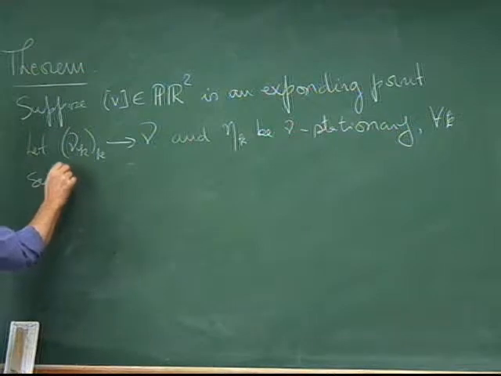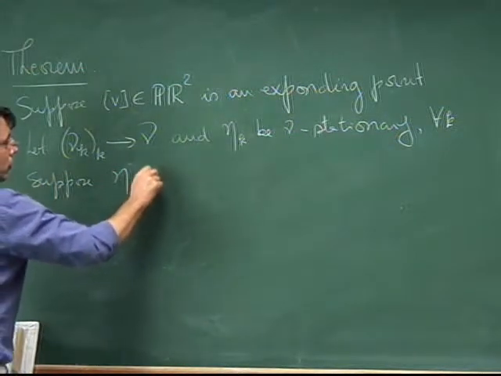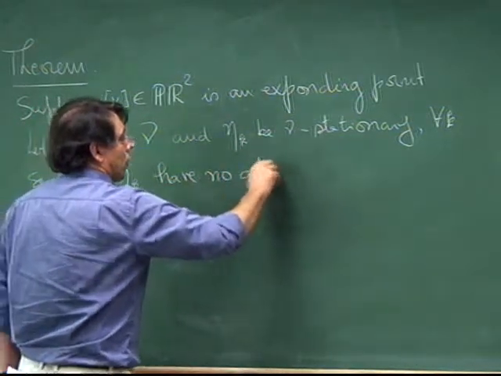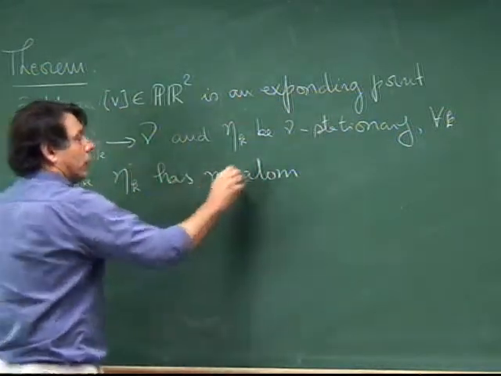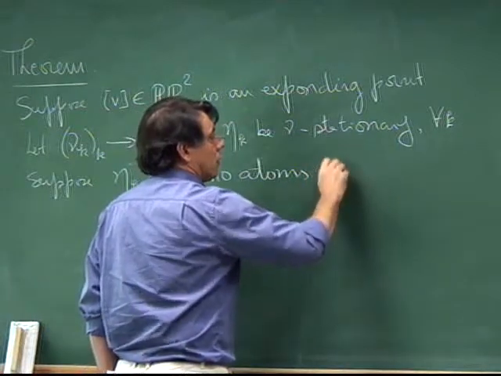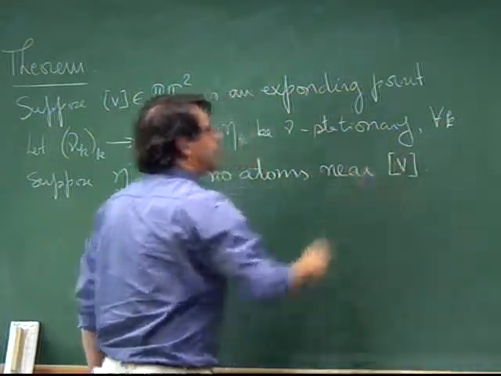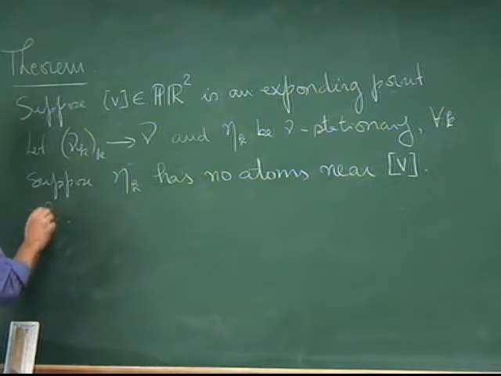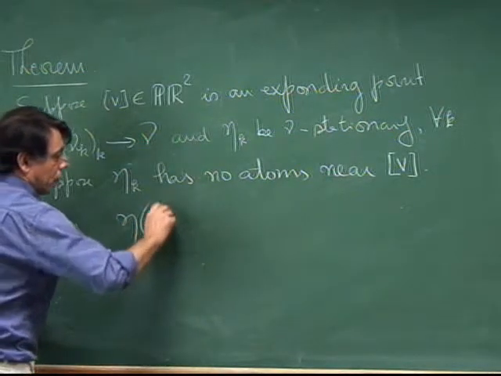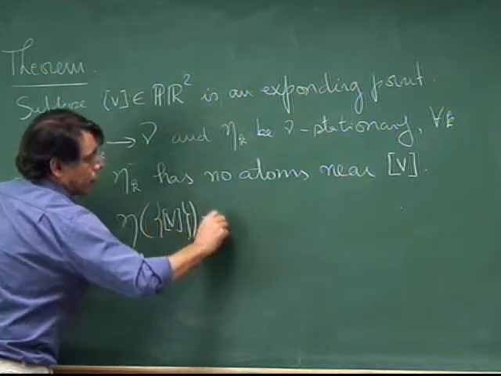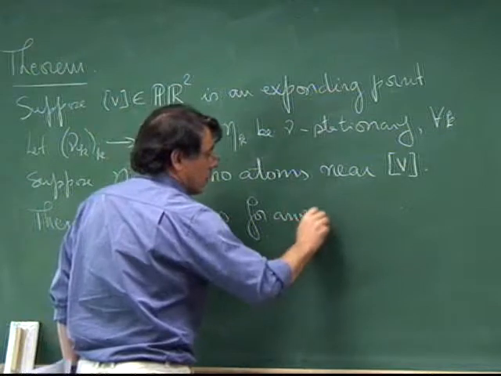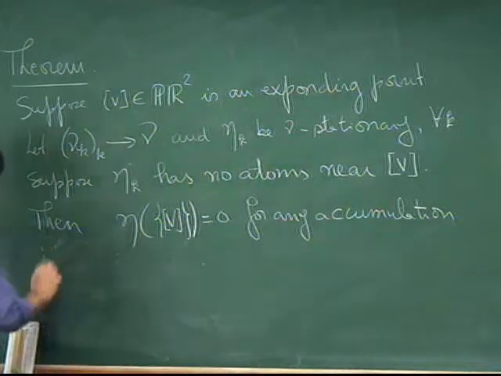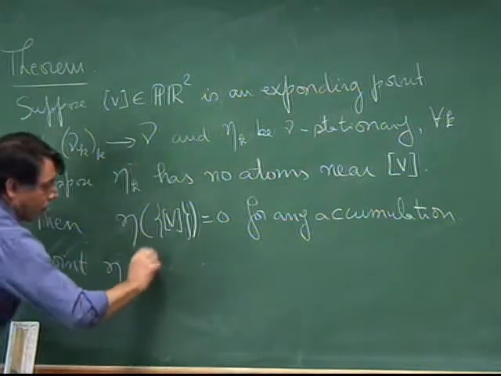Suppose the eta k's are non-atomic, have no atoms, have no atoms near V. Then eta of V is 0 for any accumulation point eta of the sequence.